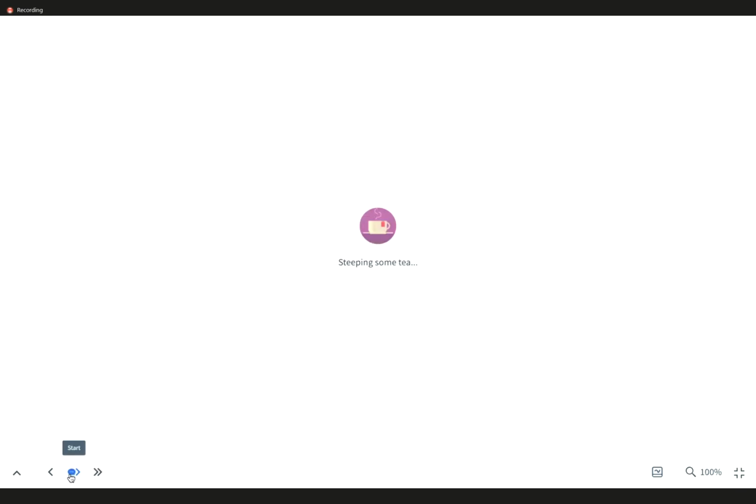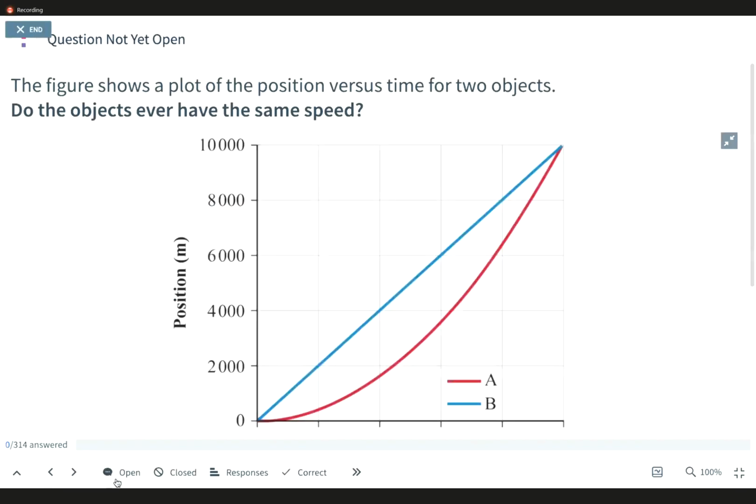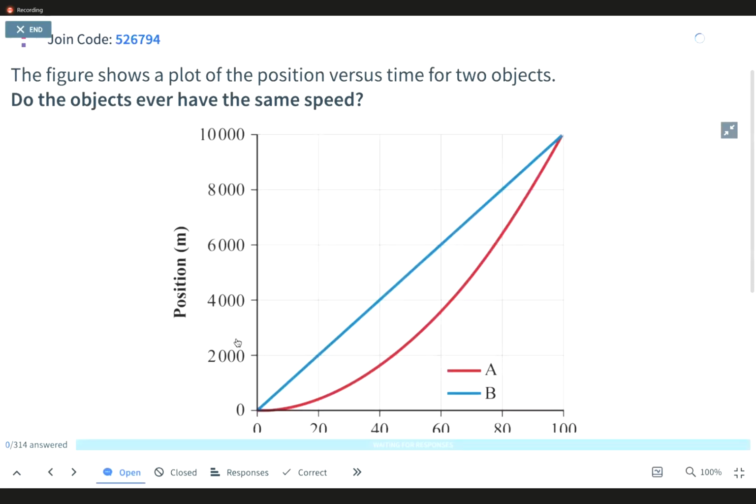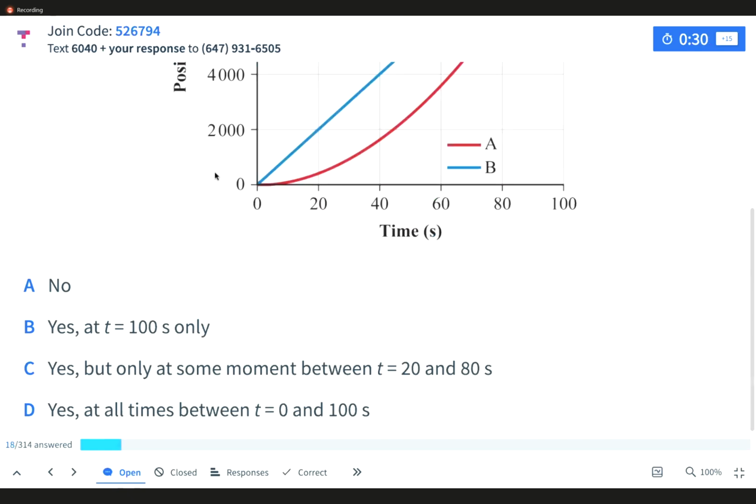Now, the last in-class voting question for a while is, do the objects ever have the same speed? Can you show the options for like the multiple choice? Yep.